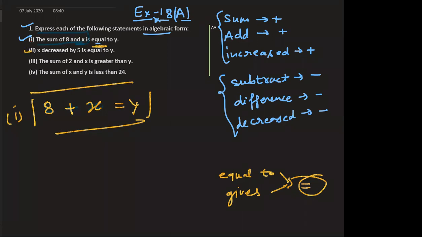Now second algebraic expression, how are you going to write? X decreased by 5. X decreased by 5. So you will write x and 5, and decrease by, I have told you decrease means minus. So write minus between them.